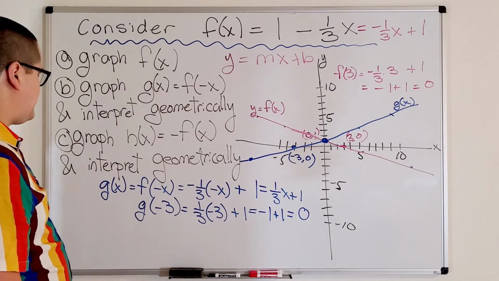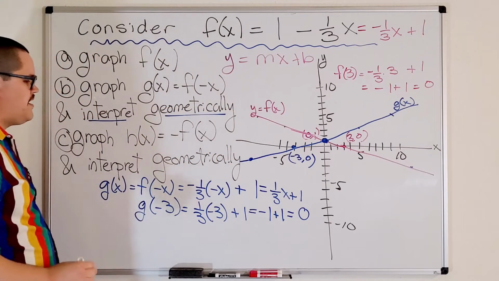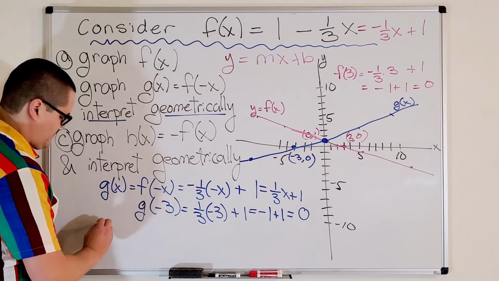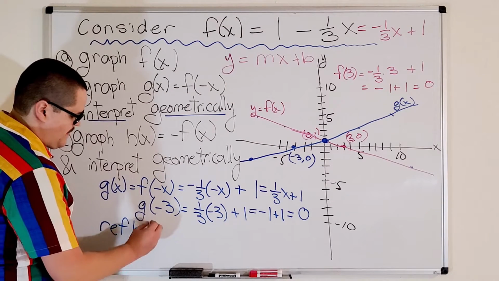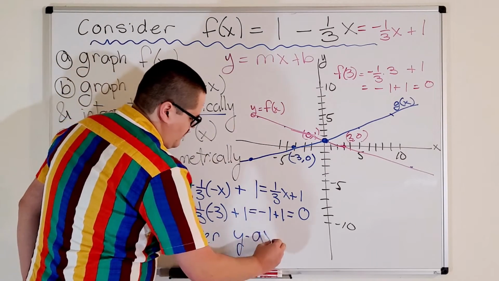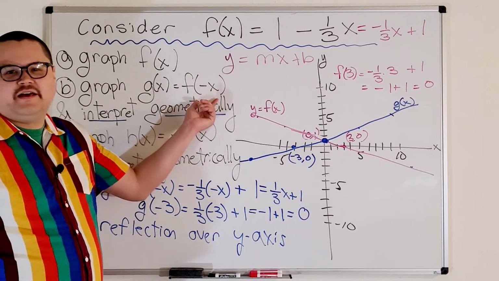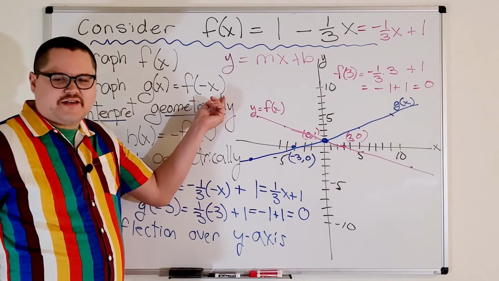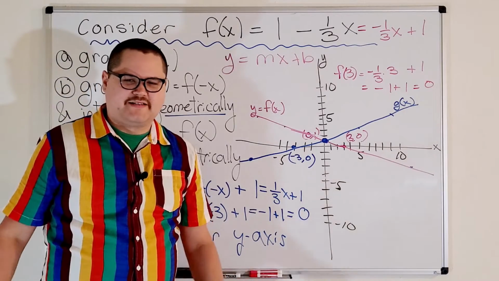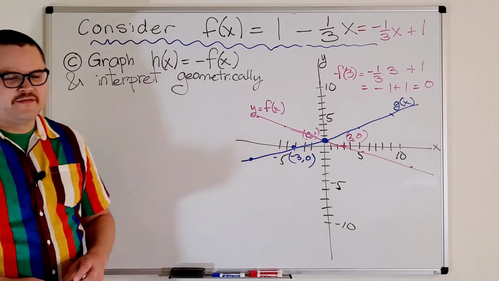Okay, so our answer to the question of interpreting this geometrically is that this is a reflection over the y-axis. And in fact, anytime we take a function and we replace x by negative x in parentheses, that will always be a reflection over the y-axis. All right, on to the third and final part.